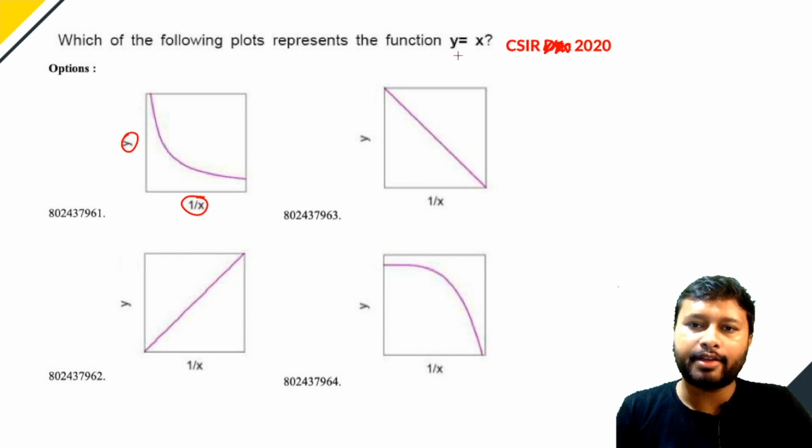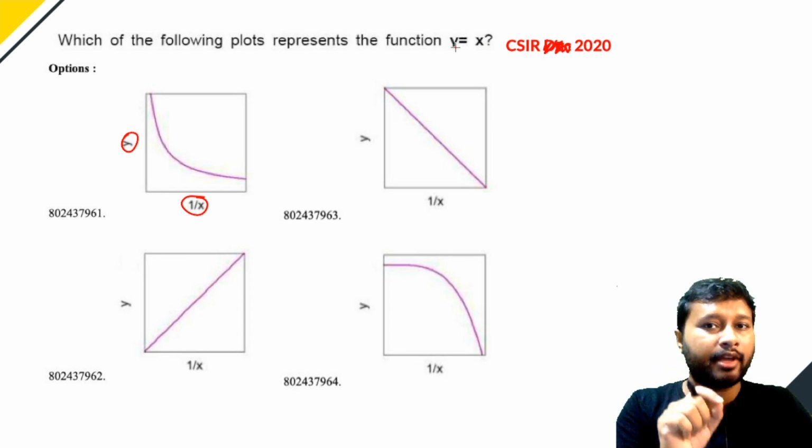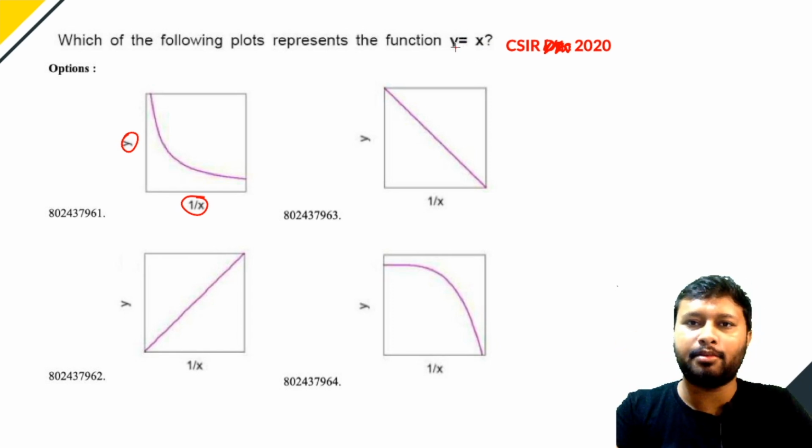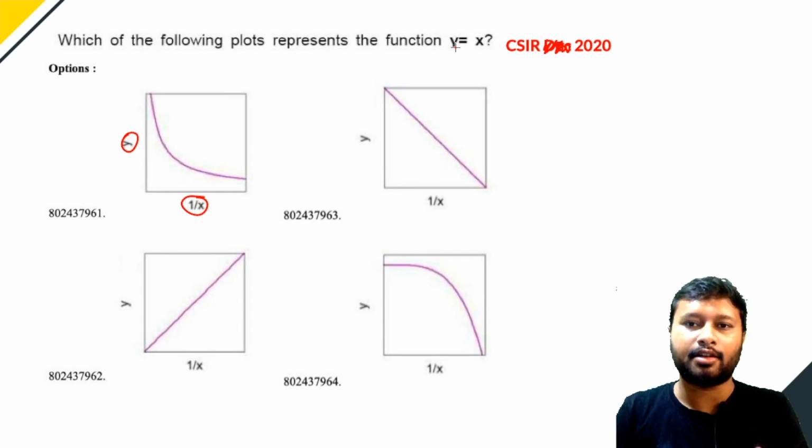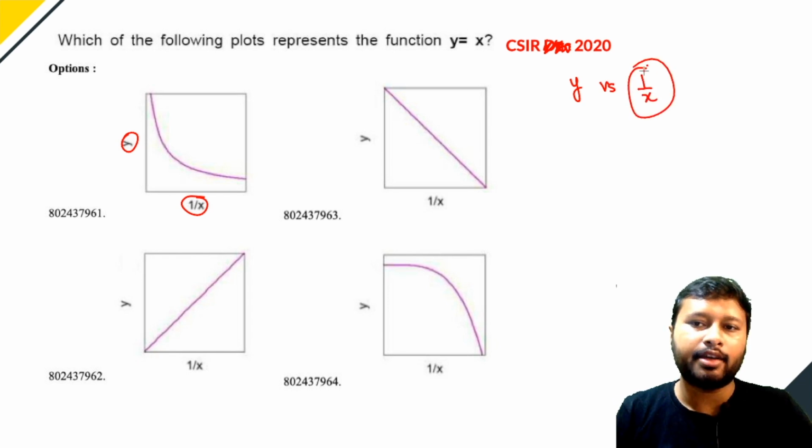Y is equals to x means what? That means whatever value of y is there, the same value of x will be there. If y is 1, x is also 1. If y is 2, x is also 2. If y is 3, x is also 3. So that is clear, right? Now, but the graphs are y versus 1 by x. So we can say that the function which we have is 1 by x.